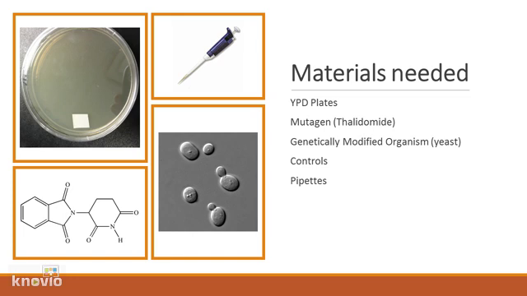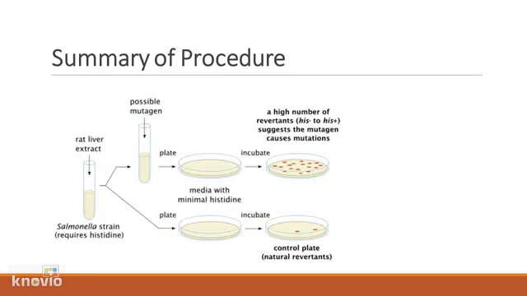Yeast is used as a genetically modified organism because it's cost effective and we're able to mutate its DNA easily. Here we have a simple procedure for an Ames test. So we have the organism of interest, which is a Salmonella strain that requires histidine to grow, but we genetically modify it to where its DNA doesn't produce any histidine.